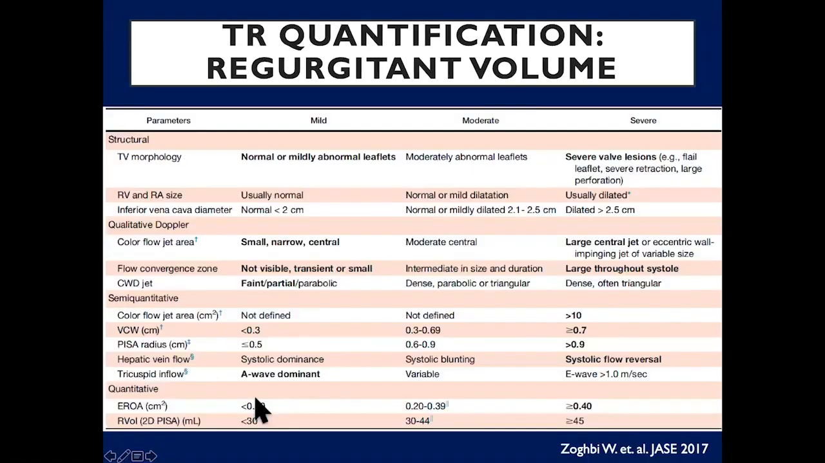So this is incorporated now in the guidelines, as you can see here. This is the effective regurgitant orifice area for tricuspid regurgitation. The thresholds for mild, moderate, and severe, as you can see, are similar to those for mitral regurgitation, with less than 0.2 being mild, 0.2 to 0.39 being moderate, and greater than or equal to 0.4 being severe. However, for the regurgitant volumes, the thresholds for mild, moderate, and severe are lower than they are for mitral regurgitation. And you can see less than 30 being mild, 30 to 44 moderate, and greater than or equal to 45 severe.